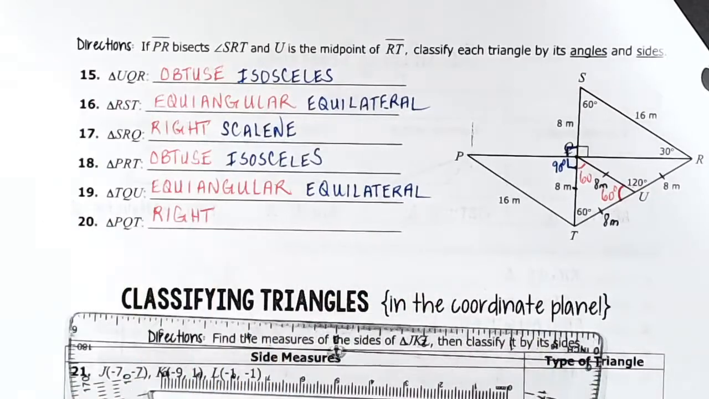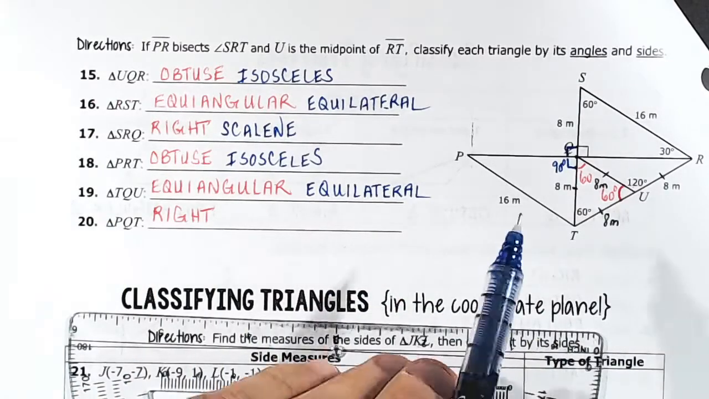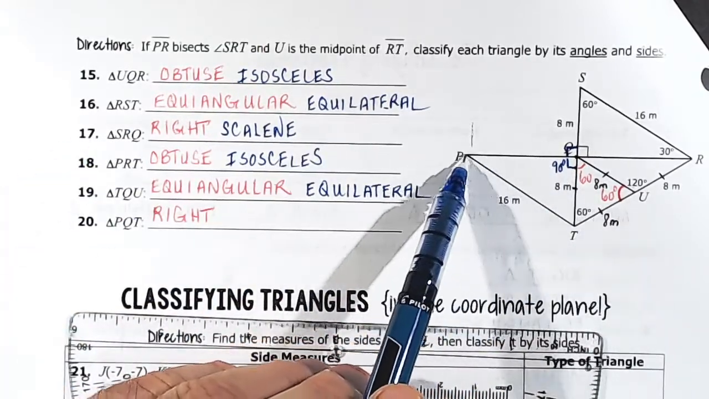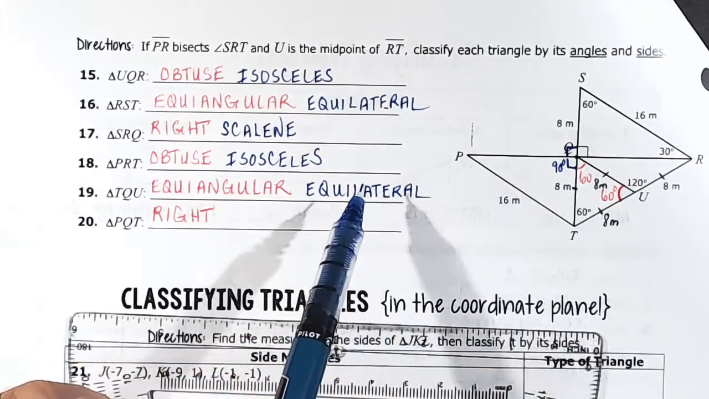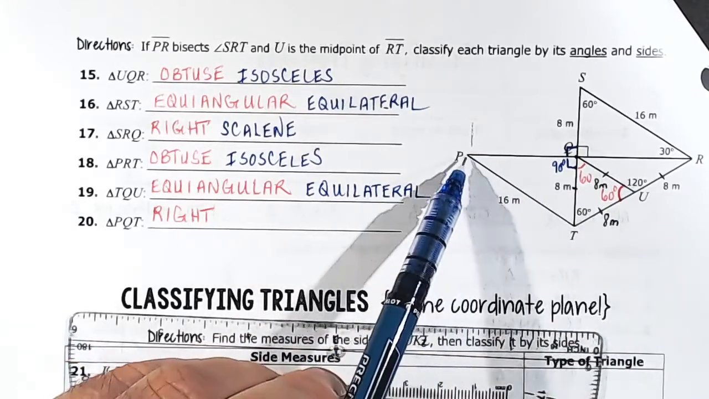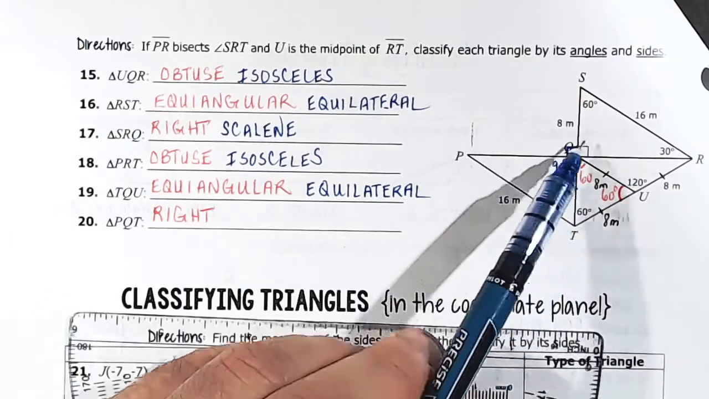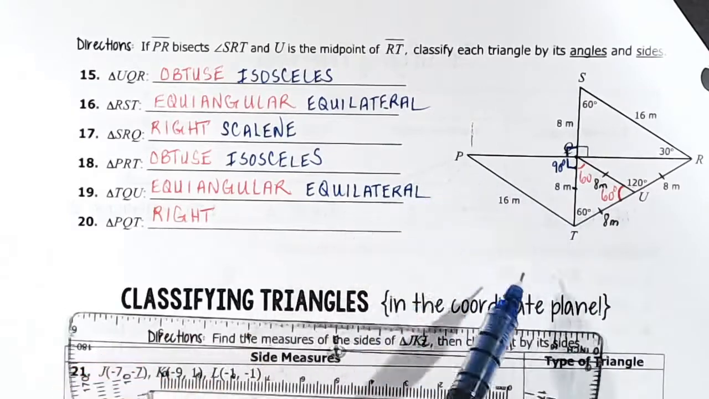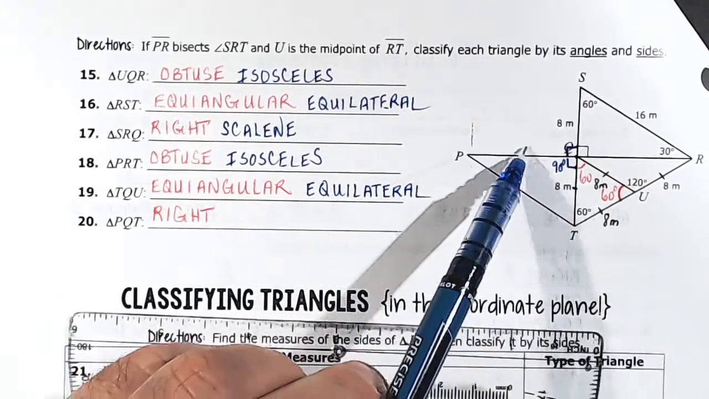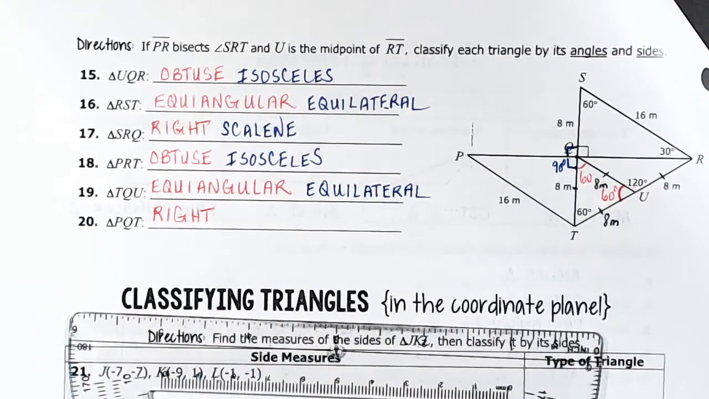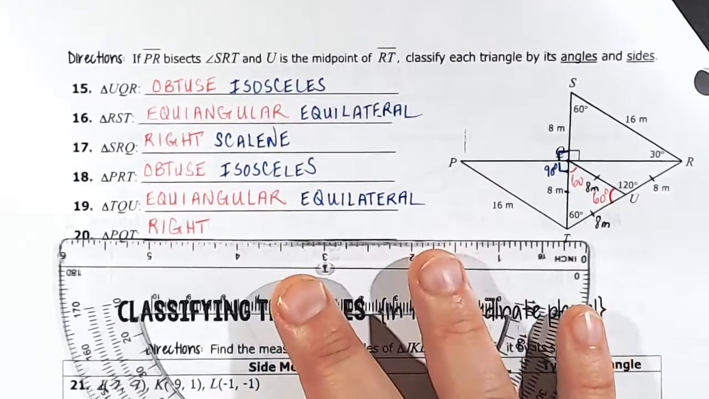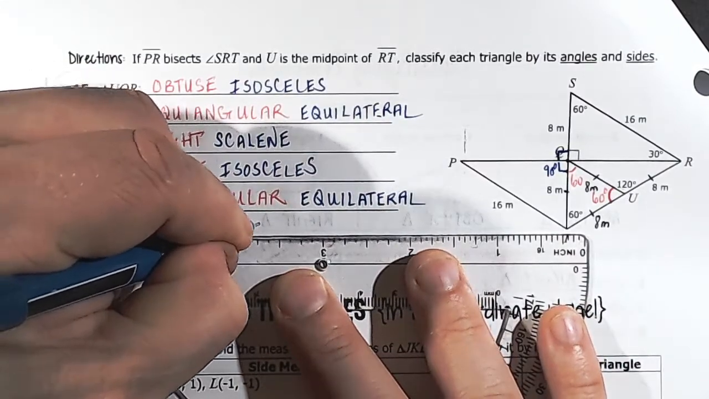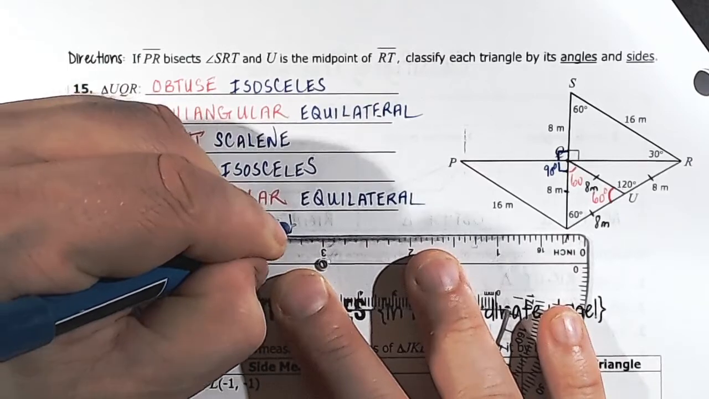Okay, now that's from an angular perspective. What about from a lateral perspective, or from the perspective of the side lengths? Well, remember, we have no information about side length PQ. We don't know anything about it. We have length PT is 16, and we have QT is 8. So we have different side lengths, none of which are the same. Otherwise, there'd be a dash. So because none of the lengths are the same, it's called a scalene. So this is right scalene, SCALENE.